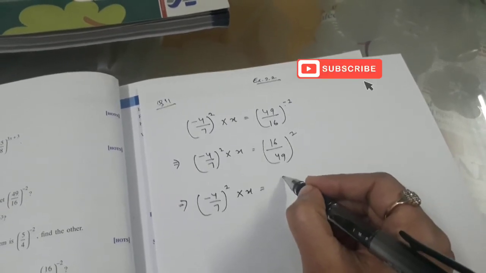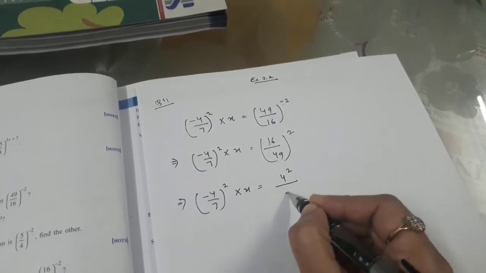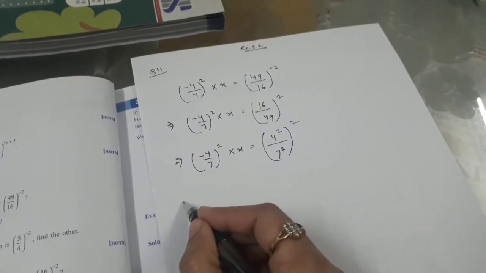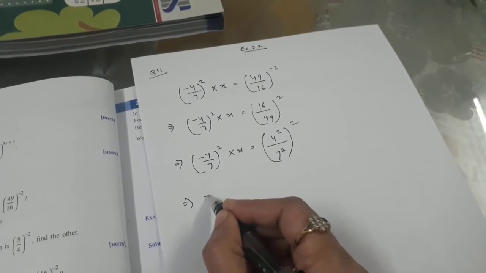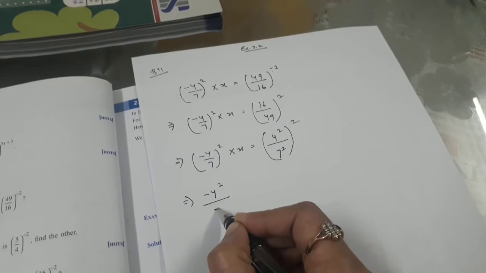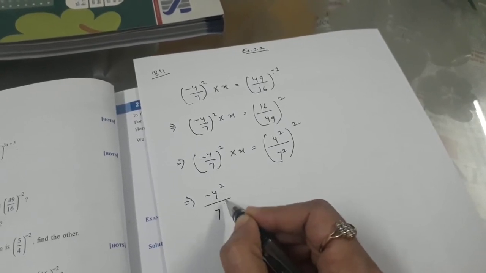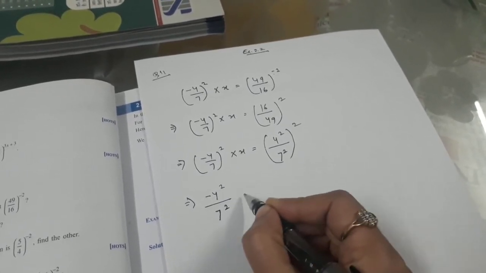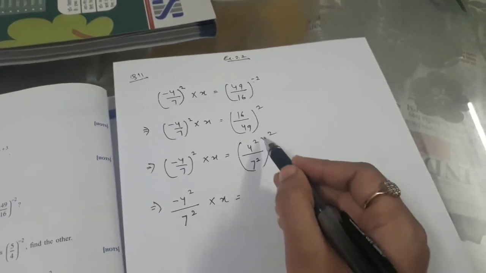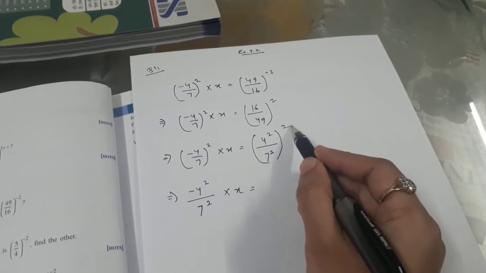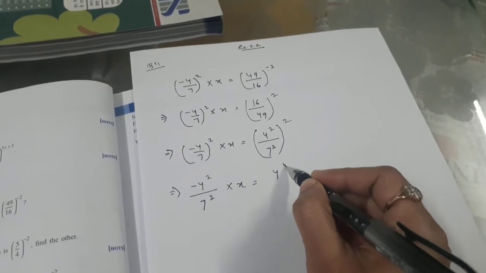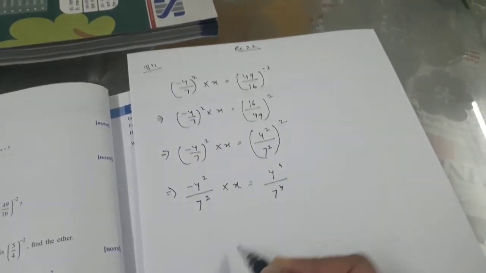16 can be written as 4 raised to the power 2, and 49 can also be written as 7 raised to the power 2 whole raised to the power 2. So minus 4 by 7 whole raised to the power 2 can also be written as minus 4 raised to the power 2 and 7 raised to the power 2 into x. So powers within the bracket and outside the bracket will get multiplied. So it would become 4 raised to the power 4 by 7 raised to the power 4.